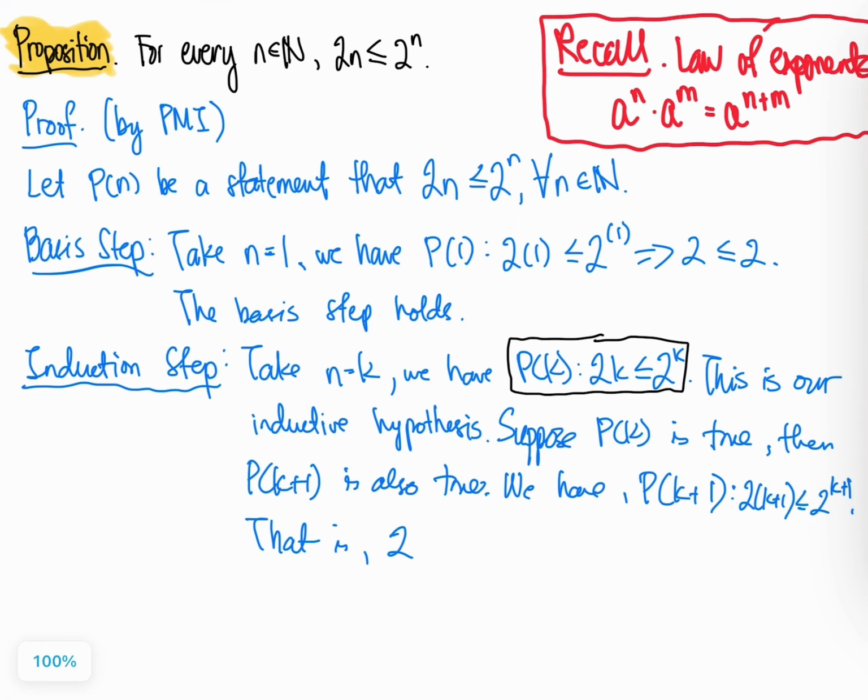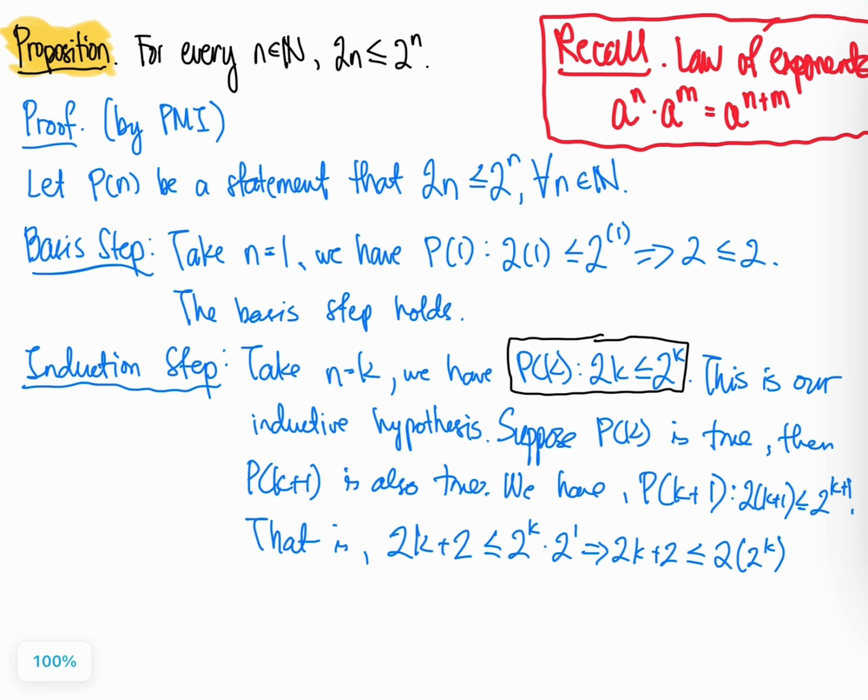All right, what will be the next step then? On the left hand side, we're simply going to distribute. So this becomes 2k plus 2 is less than or equal to 2 raised to k times 2 raised to 1. I hope you see where this is coming from. It comes from the law that we recalled. So let's fix that. This becomes 2k plus 2 is less than or equal to 2 raised to k times 2 raised to 1, which is 2, so twice 2 raised to k.